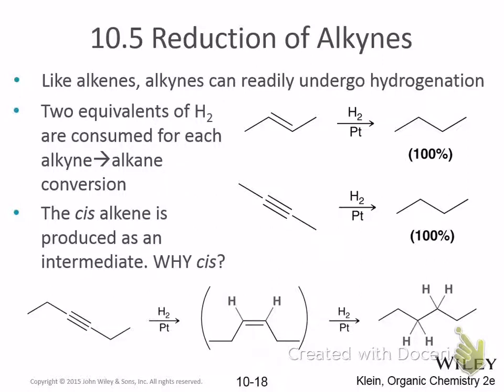It starts off as a cis because the hydrogenation takes place on a surface, right? And the hydrogens both get added from the same side. So the triple bond, when it's broken, the second pi bond is broken, both the alkyl groups go up in the same direction away from the surface. Okay?